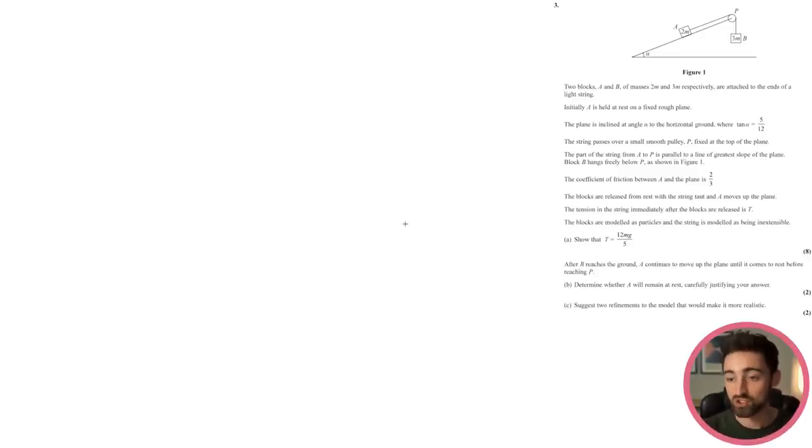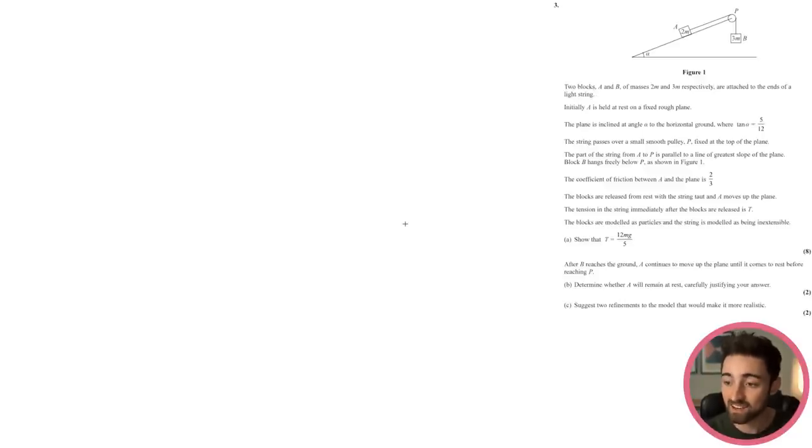Let's read it. Two blocks A and B of masses 2m and 3m respectively are attached to the end of a light string. Okay, that's just what's in the diagram. That makes sense. Initially, A is held at rest on a fixed rough plane. Okay, so that tells us that if we ever have to do any SUVAT or anything like that, we know that u, the initial velocity, is going to be zero. So that's quite good to know.